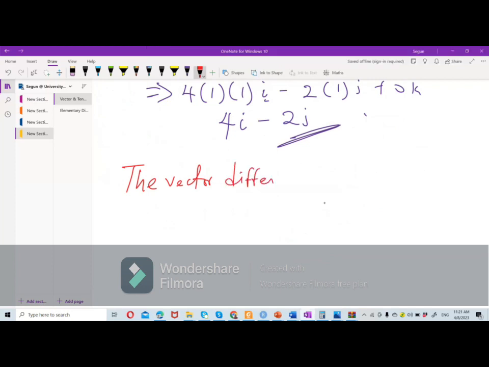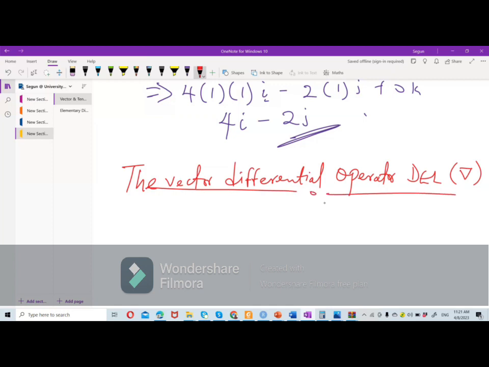But the topic for today is supposed to be the vector differentiation, the vector differential operator del. And del is represented by this. We can define it in this way: anytime you see this del, it is equivalent to d/dx i plus d/dy j plus d/dz k.